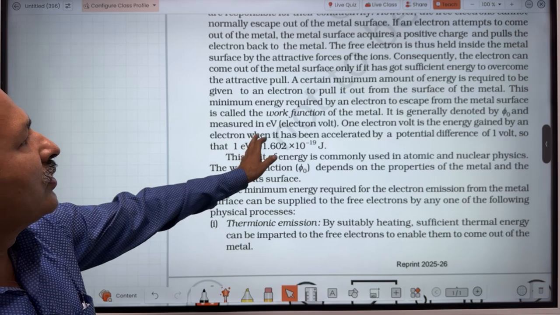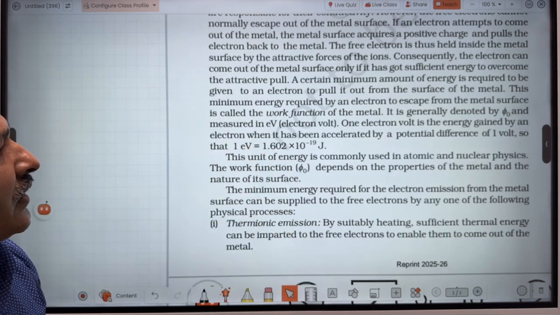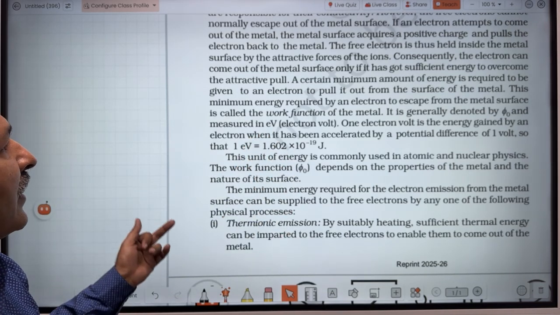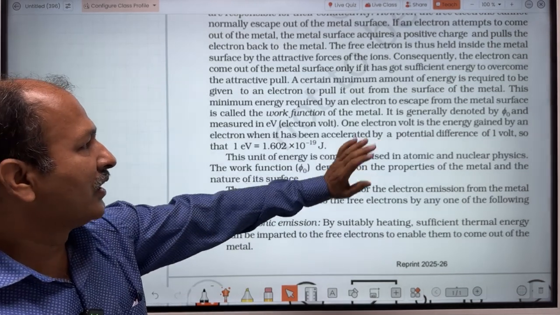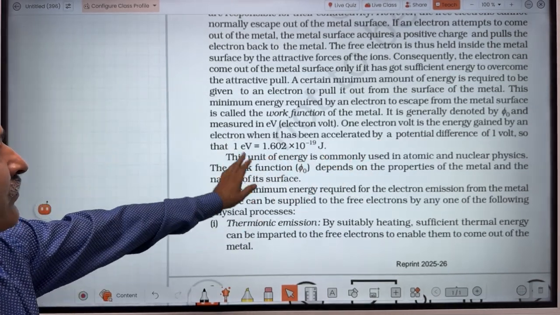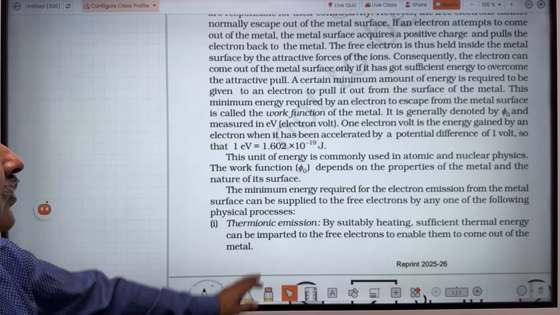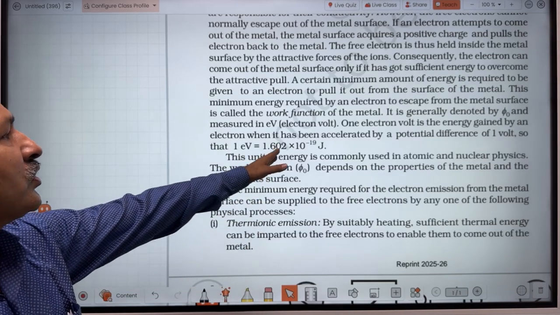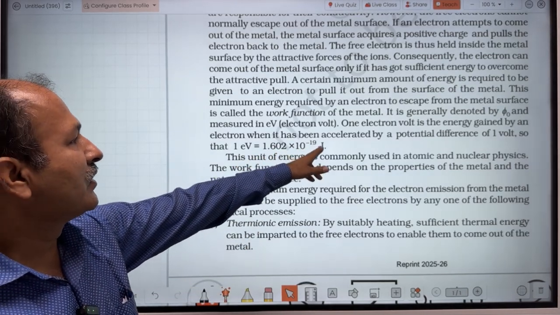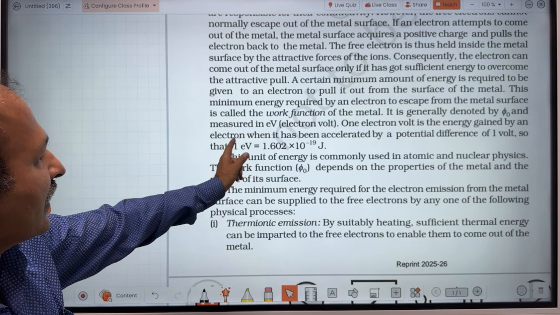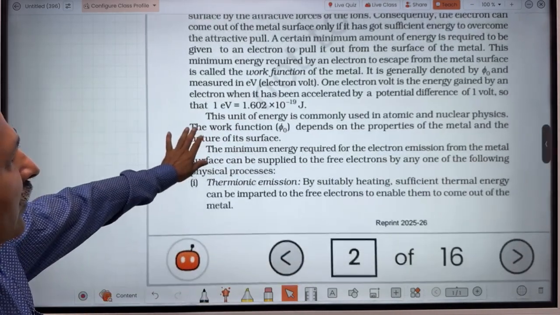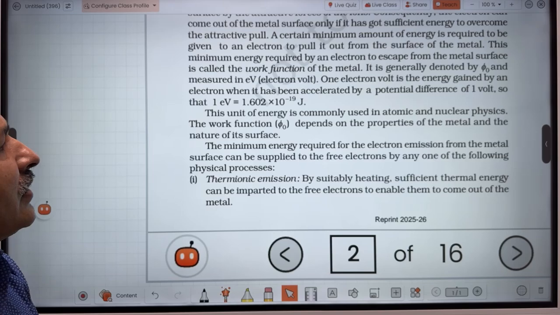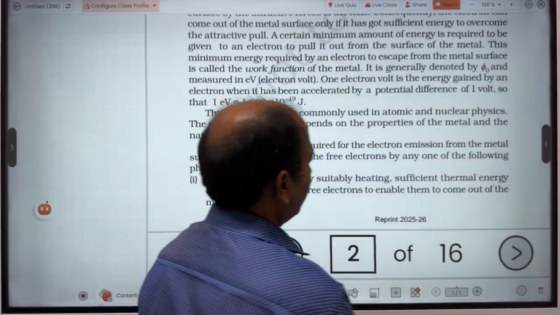So electron volt is a unit of energy. It is the energy acquired by an electron when accelerated through 1 volt potential difference. So you can say that 1 electron volt is equal to 1.602 into 10 power minus 19 joule, meaning 1 electronic charge times 1 volt. Now, this unit of energy is commonly used in atomic and nuclear physics.